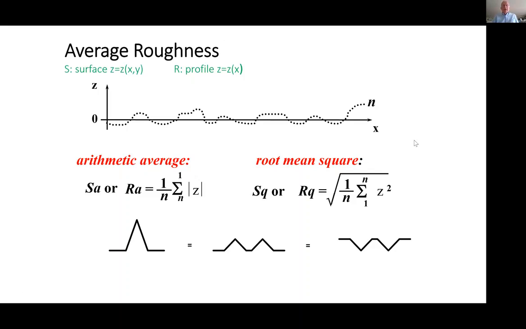So in any event, we would have the same RA or SA or SQ or RQ for these 3 surfaces, but we could easily imagine that they're going to behave very differently. And what I'm pointing out here, something we may get back to, the sampling interval is what we call the distance between 2 height samples.